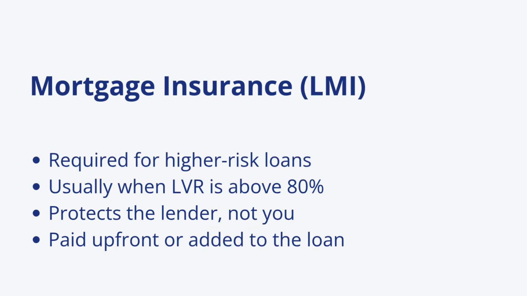Mortgage insurance, often called LMI, stands for Lender's Mortgage Insurance. It is usually required when a borrower has a smaller deposit and the loan is considered higher risk by the lender, commonly when the loan-to-value ratio is above 80%. Mortgage insurance does not protect the borrower. It protects the lender if the borrower cannot repay the loan and the property sale does not cover the debt. The cost is often paid up front or added onto the loan amount and can run into thousands of dollars depending on the loan size and deposit.